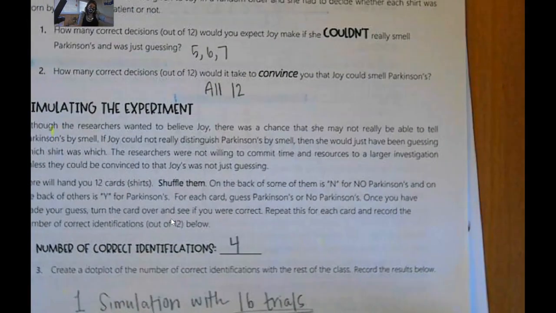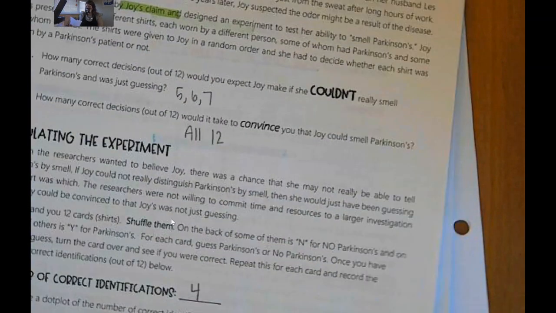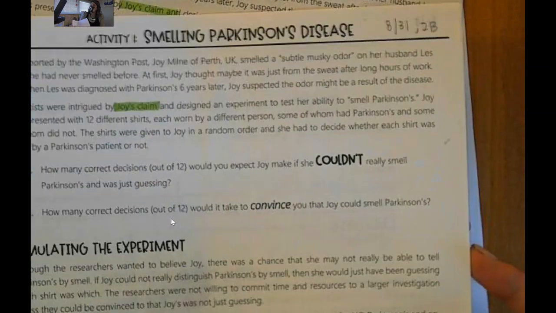We're done with lesson 1. Lesson 1 was the different types of data. Lesson 2 is the Parkinson's disease activities. And then lesson 3 is going to be our M&M activity that I introduced to you last time.